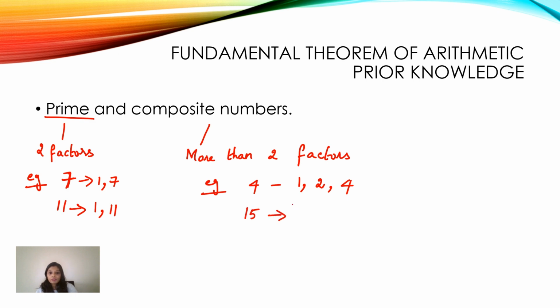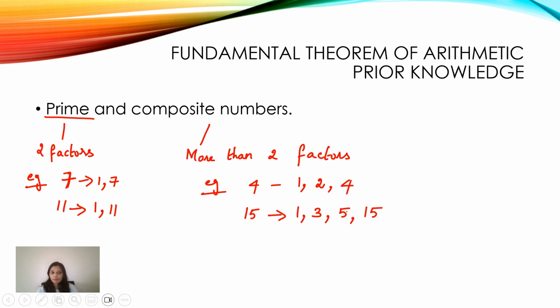So here 15 will be divisible by 1, 15 will be divisible by 3 and leaves a remainder 0, 15 will be divisible by 5 and leaves a remainder 0, and 15 will also be divisible by 15 itself and leaves a remainder 0. So it has more than 2 factors, right? Because 15 has 4 factors.